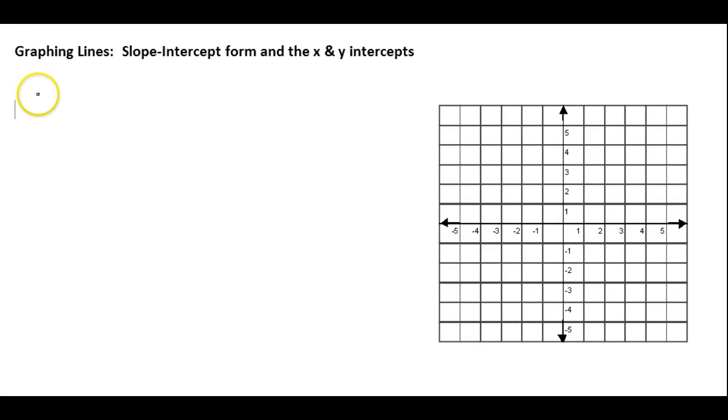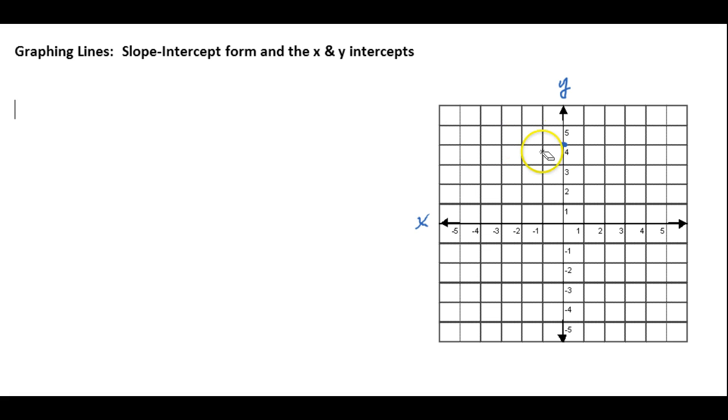Alright, graphing lines, slope-intercept form, and the x and y intercepts. Very briefly, I just want to remind you that when you're graphing, x-intercepts are points that are on the x-axis, the horizontal, and y-intercepts are on the vertical y-axis. And things to remember, for example, if there's a point here on the y-axis, the ordered pair for that line, actually I'm going to erase that.